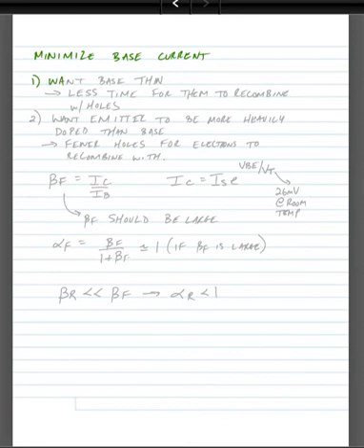We want a very thin base material. So the way I've drawn it, I've drawn the base to be very thick, but in reality we'd like the base material to be very thin. Now this makes sense because if we have a thin base material, then as the electrons move through the base, there's less time for them to recombine with holes.